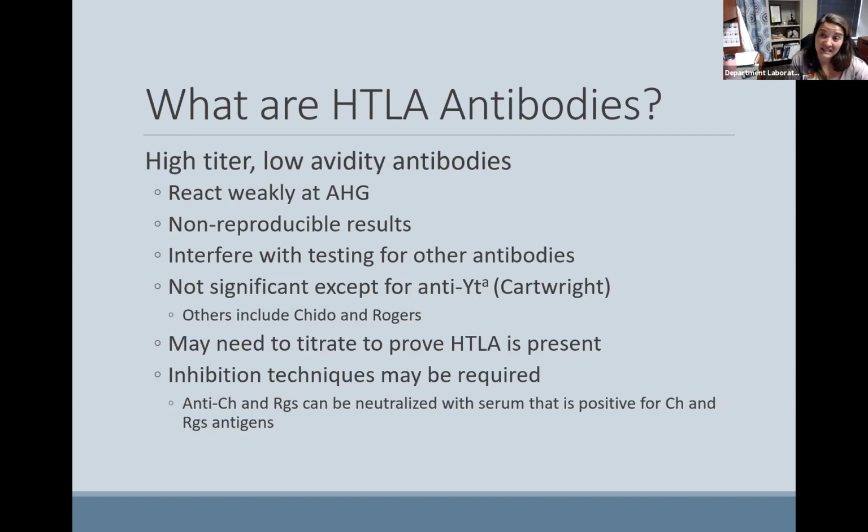So with these HTLA antibodies, you'll see some non-specific reactions, meaning they won't match the pattern of any of your antigenic profile. You're going to have some random positive reactions in there. They're high titer, but they cause weak reactions. So even though they're high titer, we do not get strong reactions in our blood bank testing. Always keep these in mind when you have non-specific reactions.